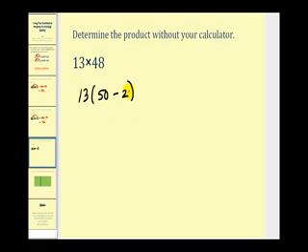Notice now we have a difference, but the idea here is that now we can multiply 13 and 50 and also 13 and 2 and then find the difference. Well, 13 times 50 would be the same as 13 times 5 and then add an extra 0. 13 times 5 would be 65. Add a 0, we'd have 650. And then 13 times 2 would be 26, so we have minus 26.